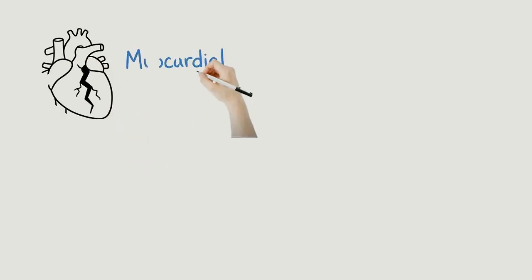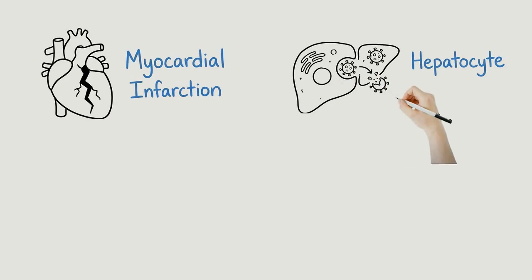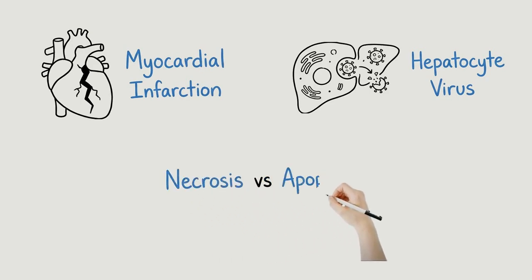A patient dies from a myocardial infarction. Another patient's immune system eliminates a virus-infected hepatocyte. Both cells are dead, but on the step 1 exam, only one triggers inflammation. Do you know which one and why? That answer tells you everything about the difference between necrosis and apoptosis.